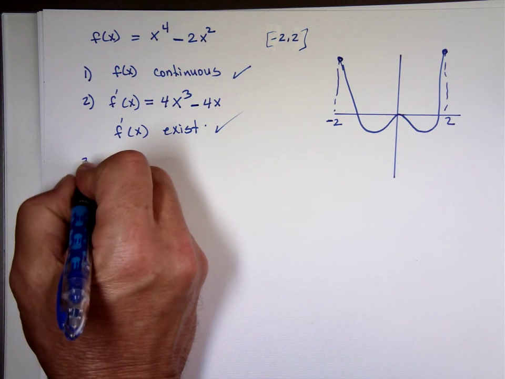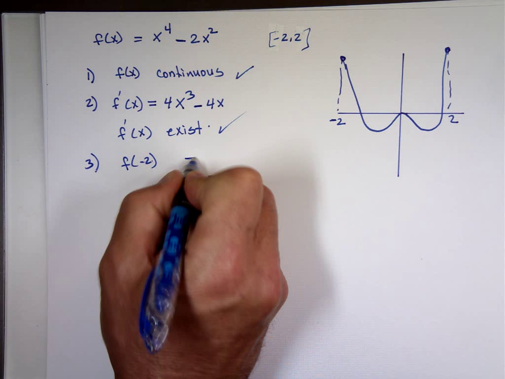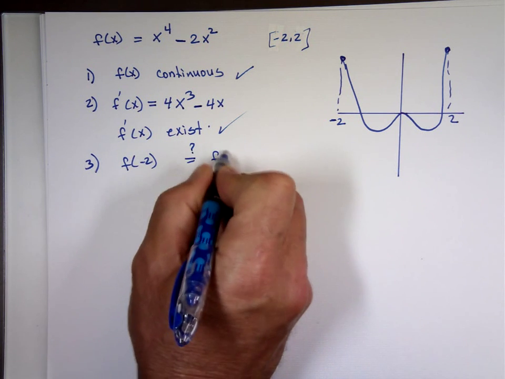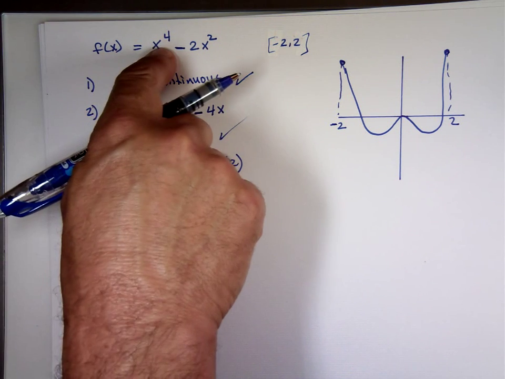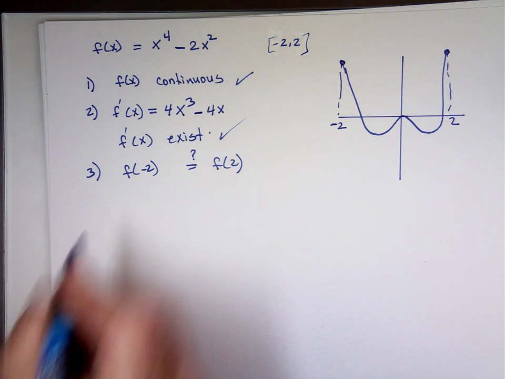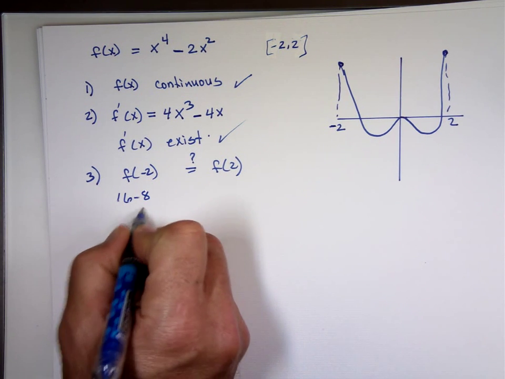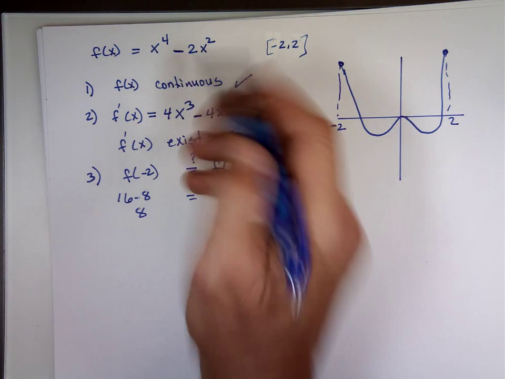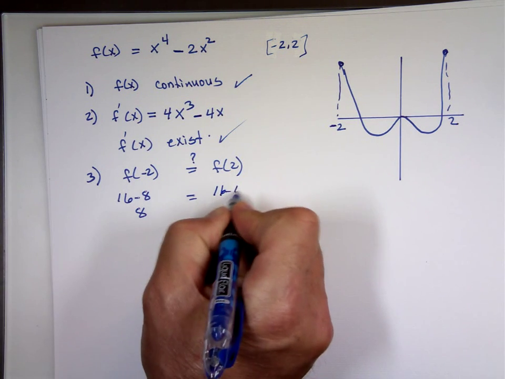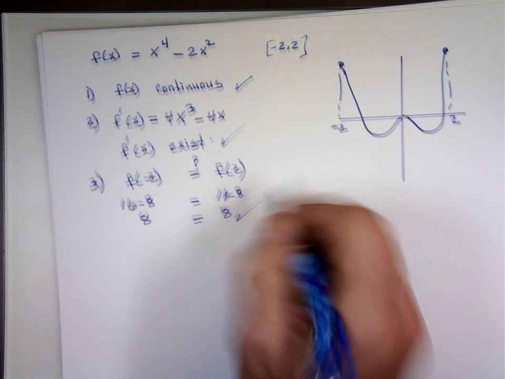Condition number 3. Is f of negative 2 equal to f of 2? What's f of negative 2? Negative 2 to the fourth power is 16, minus 8, which is what? 8. What's f of 2? 16 minus 8, which is also 8, right? So that's also good.